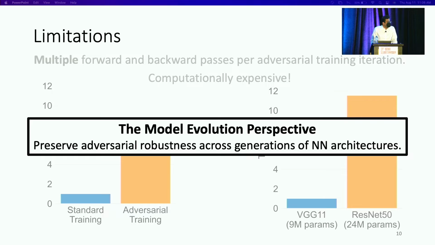So from the model evolution perspective, if the developer wants to preserve adversarial robustness across generations of neural network architectures, they will have to retrain every new network that is introduced with this expensive process of adversarial training. And as you can imagine, after a few updates, the cumulative cost will compound, making adversarial training very inefficient from this model evolution perspective.